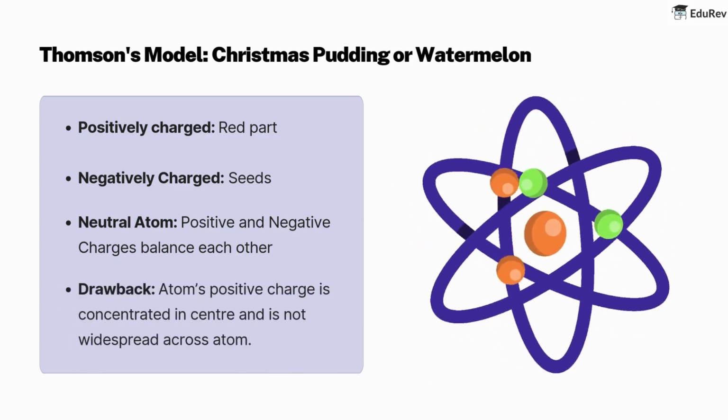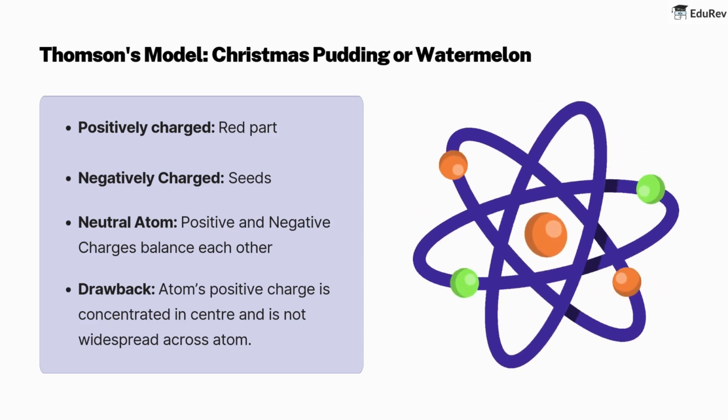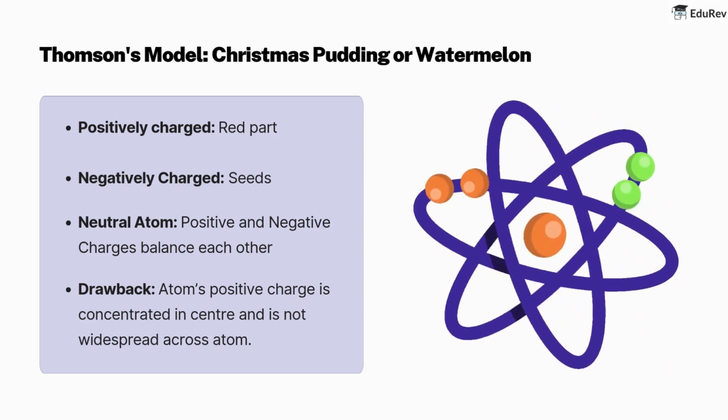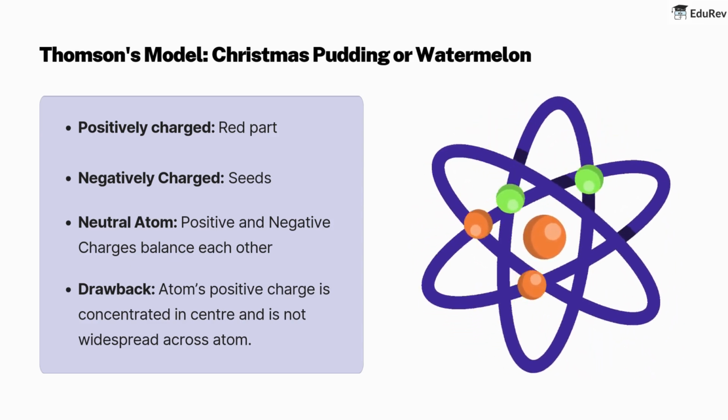But this model wasn't perfect. Later experiments showed that the atom's positive charge is concentrated in a tiny space and is not widespread across the atom.